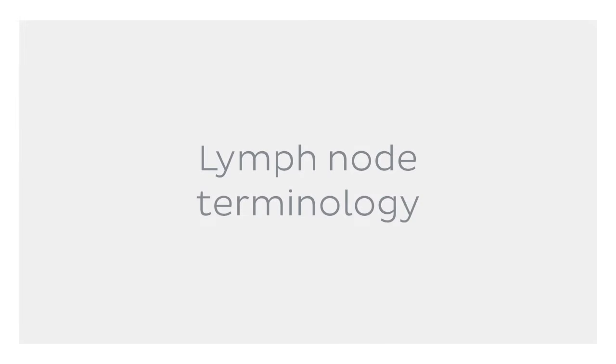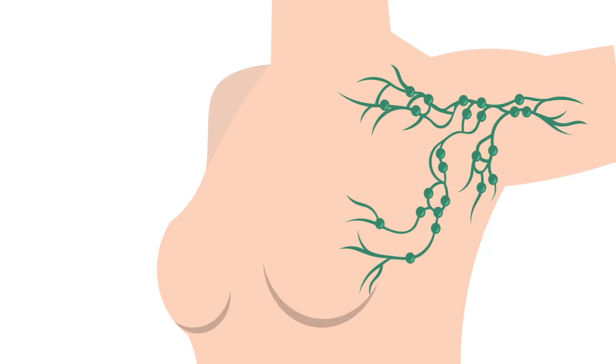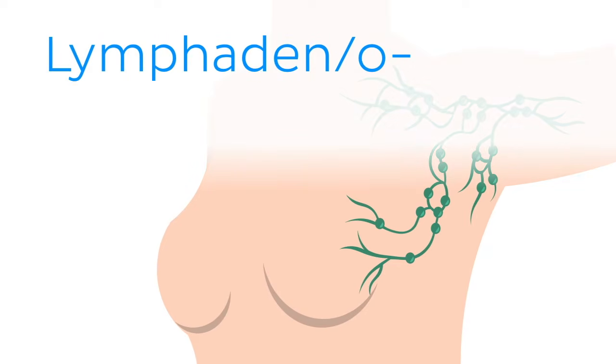And quickly moving on to our next structure, we'll look at some terminology related to lymph nodes. The root here is lymphaden or lymphadeno with the O at the end. The part lymph obviously refers to lymph or the lymphatic system. And if you've watched our previous tutorials, you'll already know that aden or adeno refers to a gland.